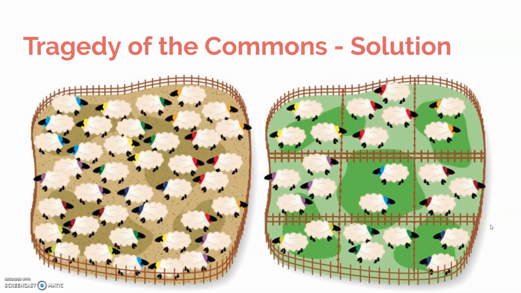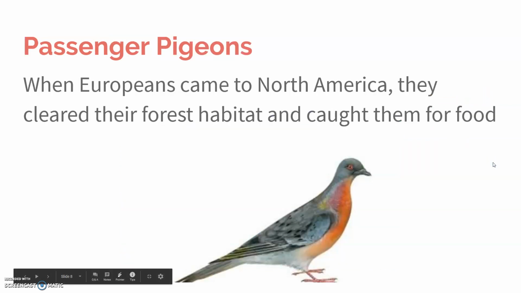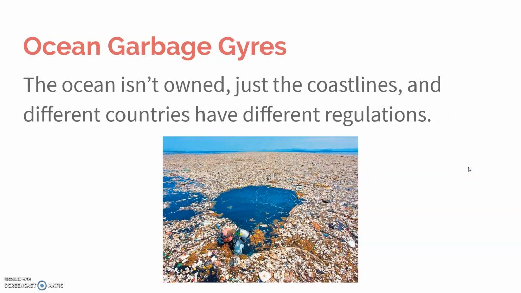Because we are more likely to care about a resource if we own it in some way. Some examples: we have overfishing. Open waters encourage massive fishing operations, which we'll talk more about in a whole section. Passenger pigeons used to be very common in North America, but when Europeans came, they overhunted them and also cleared their forest habitat, so they're extinct now. Ocean garbage is another great example because, again, it's open waters, but then we all have that same idea, like my trash isn't that bad.